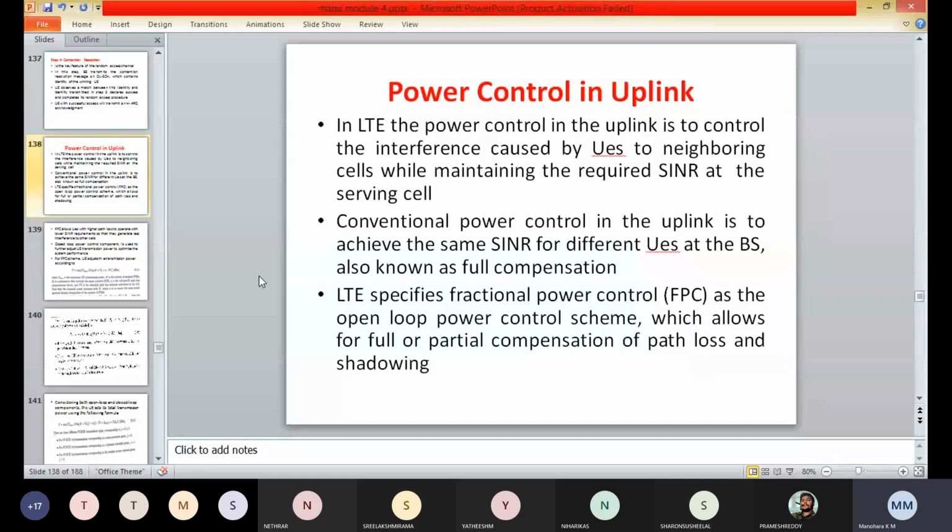It is clear, the random access procedure is clear. Did you understand the random access procedure? Whether you understood or not, the random access procedure.